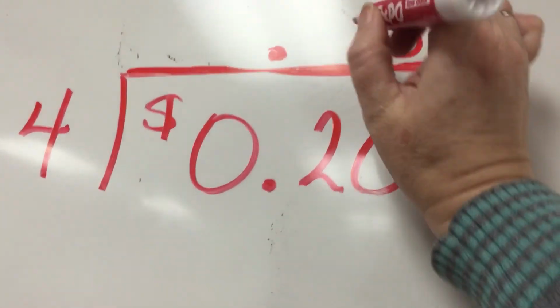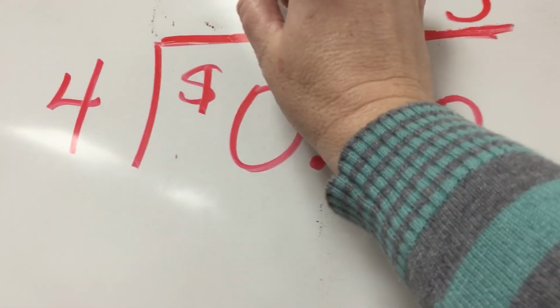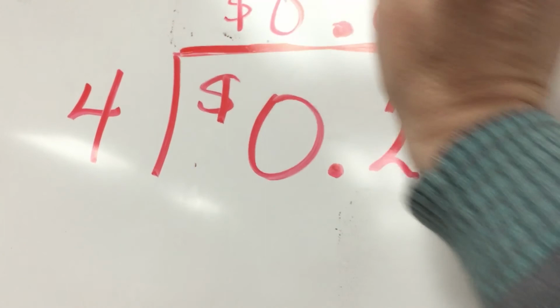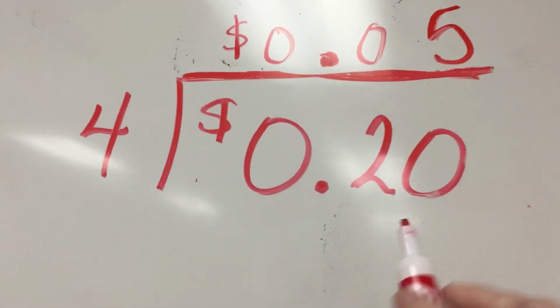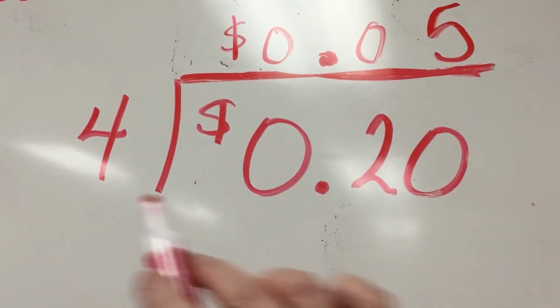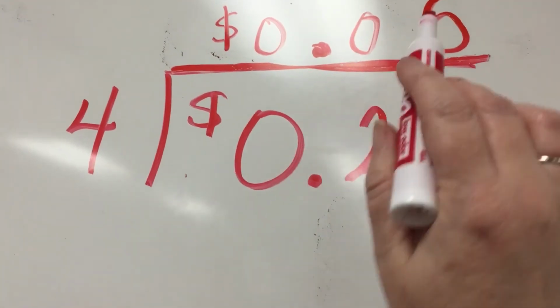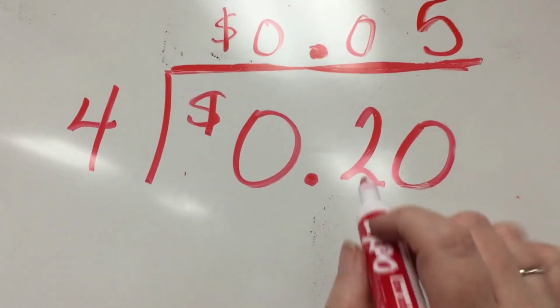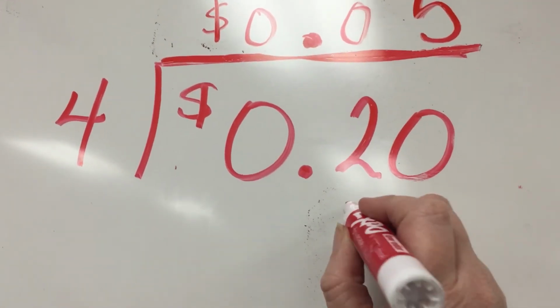Then you go back and fill in your spots above the other numbers with zeros. Does it make sense that 20 cents divided by 4 would be 5 cents? It does. 5 times 4 is 20.